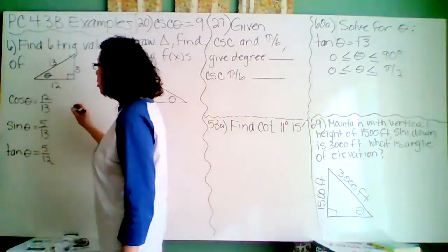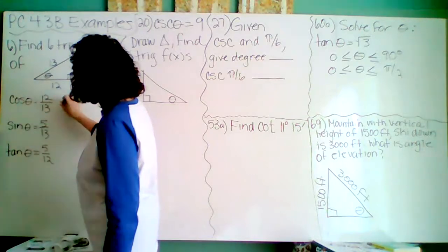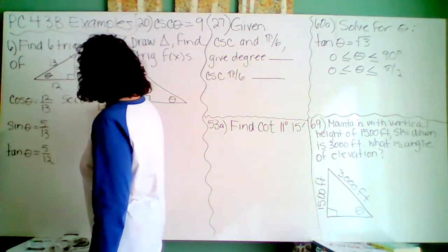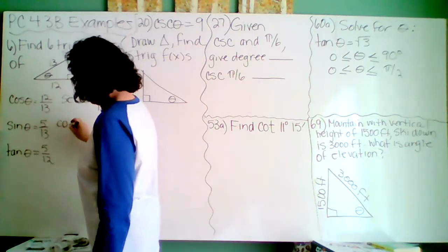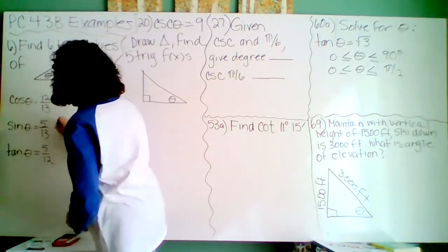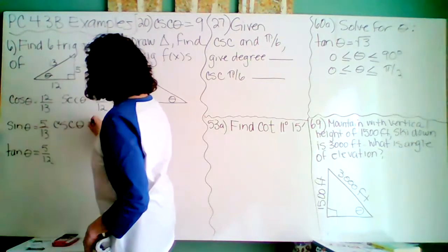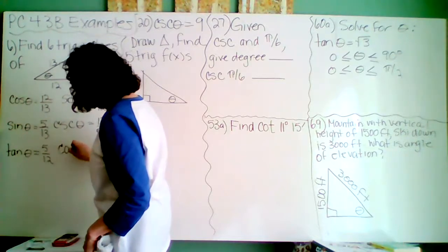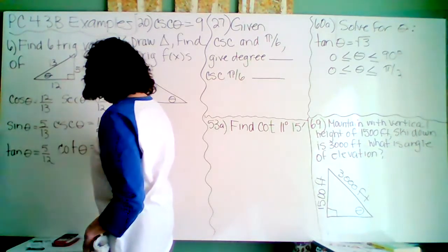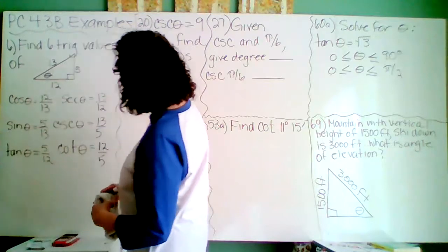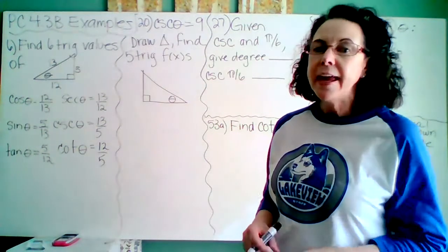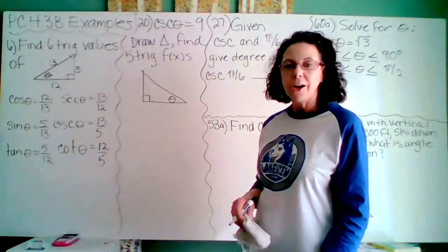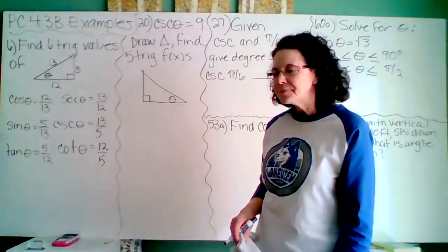The reciprocal of cosine is secant, so that would be 13/12. The reciprocal of sine would be cosecant, so that would be 13/5. And the reciprocal of tangent would be cotangent, and that would be 12/5. Now, if any of my sides has square roots in them, and those sides ended up in the denominator, I would be rationalizing that denominator, not because I want to, but because they do.